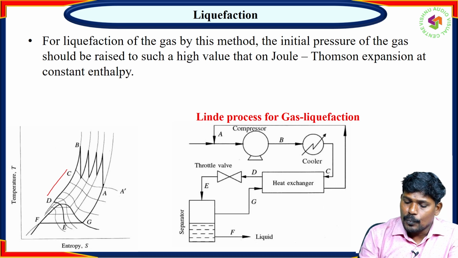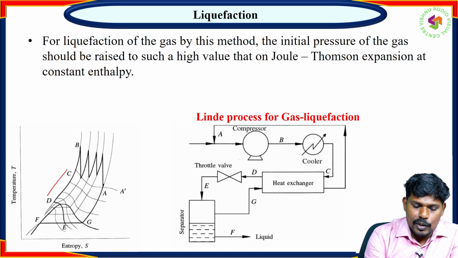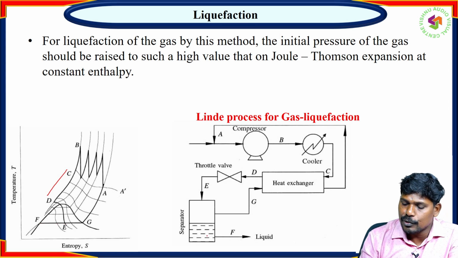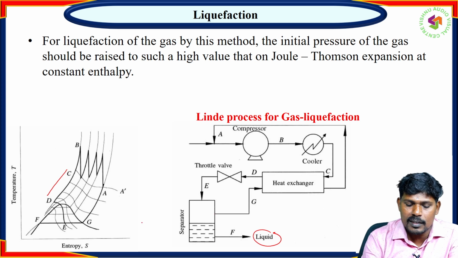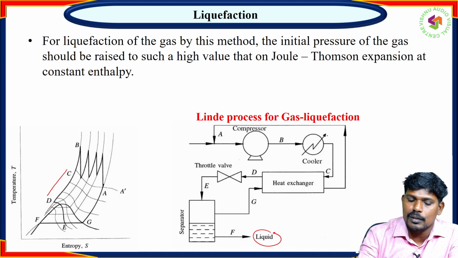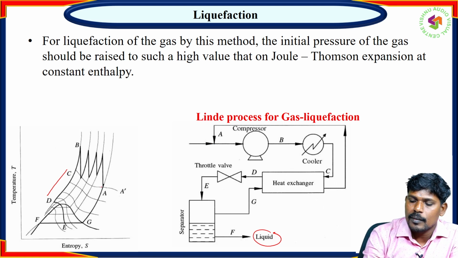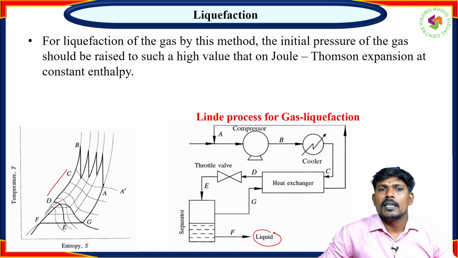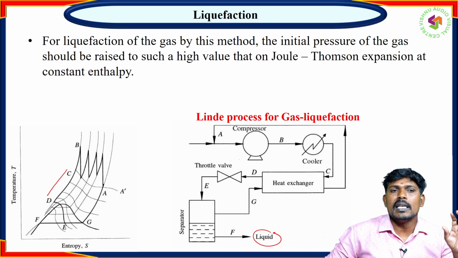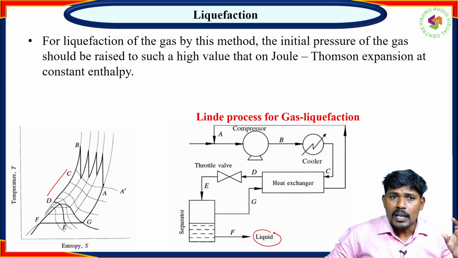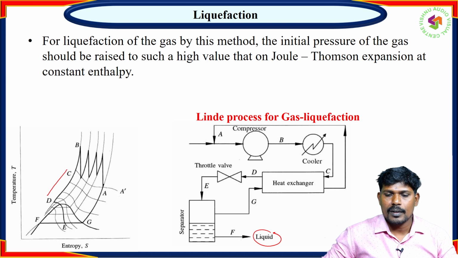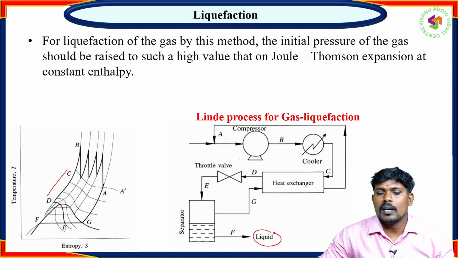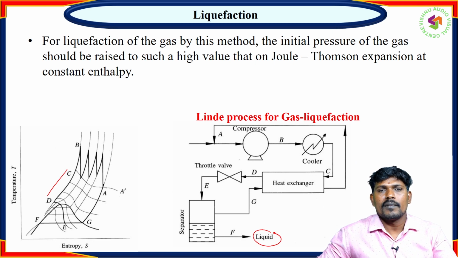At constant temperature, in an isothermal process, the entropy decreases, that is E to F, so you can separate the liquid. Whatever gas remains at G you can send again to the heat exchanger, and from the heat exchanger back to A, the same initial condition. These steps are called the Linde process for gas liquefaction. Generally, using this process, oxygen is converted into liquid state. With this, we completed the first unit content.